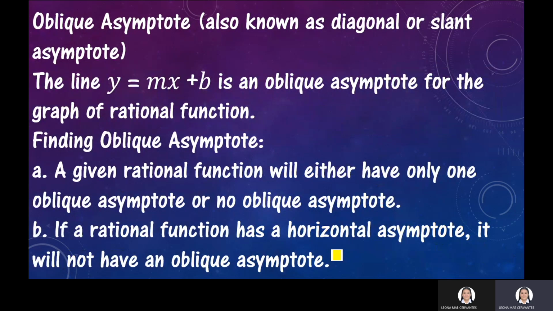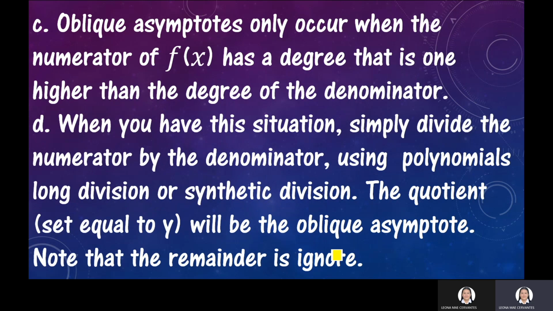Oblique asymptote, also known as diagonal or slant asymptote. The line y is equal to mx plus b is an oblique asymptote for the graph of a rational function. A given rational function will either have only one oblique asymptote or no oblique asymptote. If a rational function has a horizontal asymptote, it will not have an oblique asymptote. Oblique asymptotes only occur when the numerator of f of x has a degree that is 1 higher than the degree of the denominator.